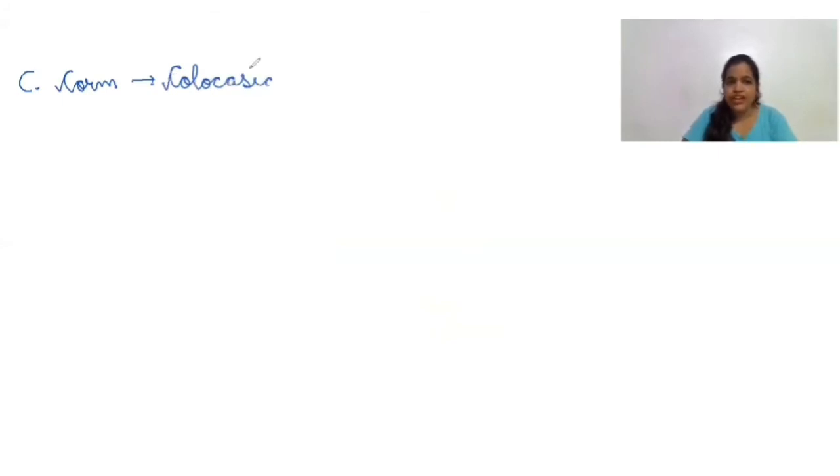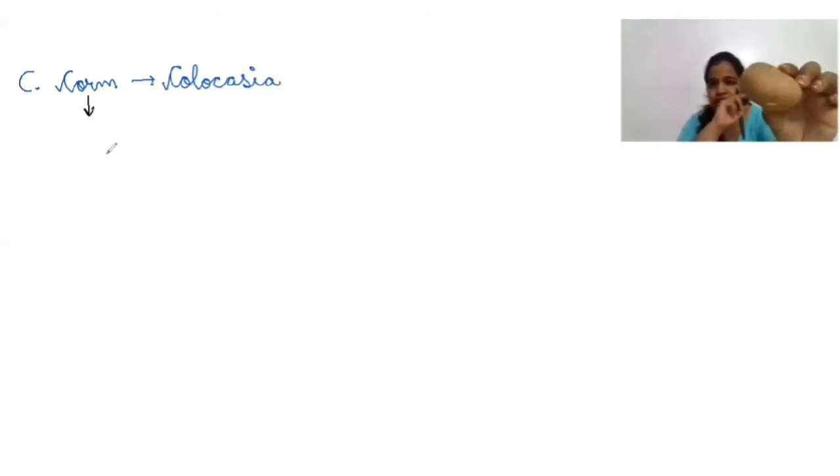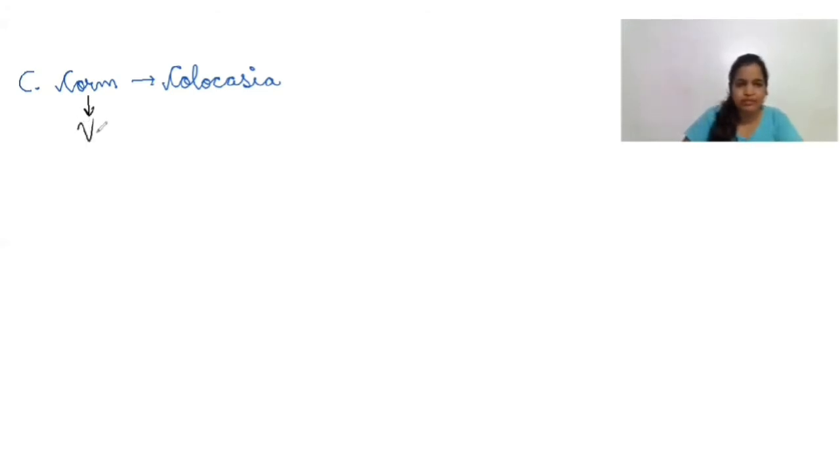Colocasia. So you can easily remember point C: corm, colocasia, everything is C, and let's see what this modification is. Here, this stem is vertical. It is present like this. Let me show you in a better way. Suppose this is a colocasia. So this is a vertically present stem. In tuber it was present horizontally, but now in corm it is present vertically. So let's write here the point: vertical stem.